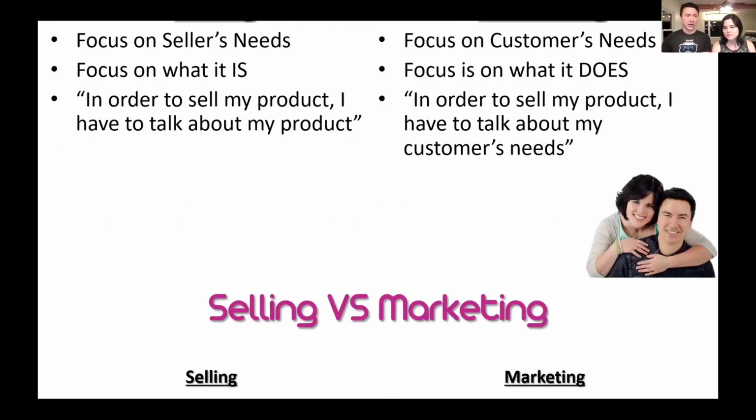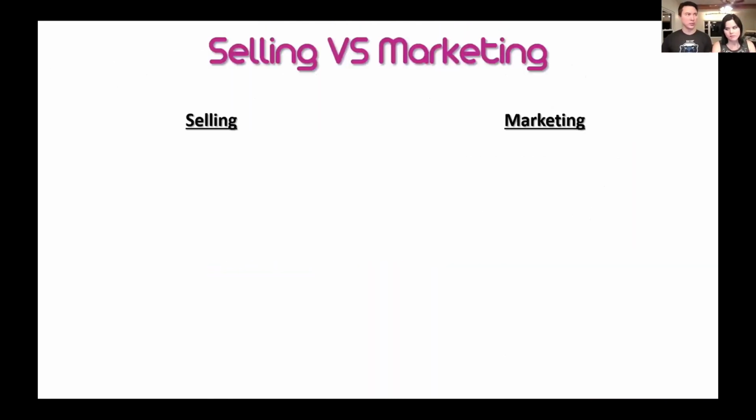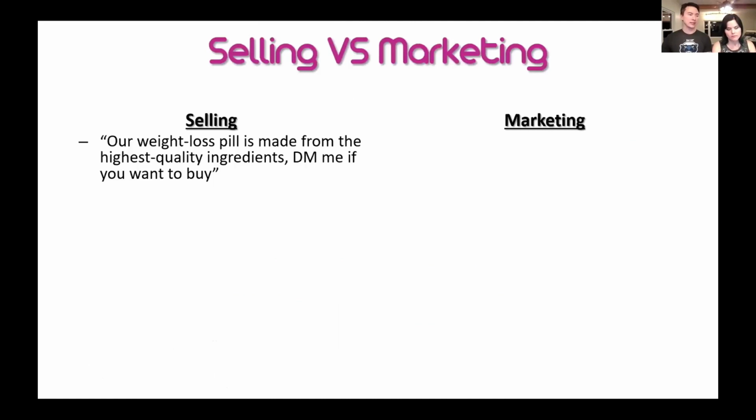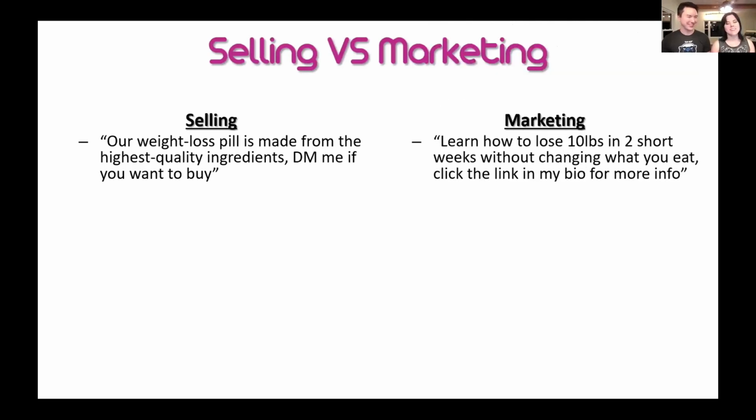So here are some practical examples of how you can tell when someone is selling versus when they're marketing. Selling: our weight loss pill is made from the highest quality ingredients. DM me if you want to buy. That is classic, just a post that is selling you on something. And I would probably get very little engagement or any results. You might get some sympathy likes from your aunt Becky. Compare that to marketing: learn how to lose 10 pounds in 2 short weeks without changing what you eat. Click the link in my bio for more info. You guys see the difference there? With selling, we're talking about the product, versus marketing, we're talking about what the customer wants to accomplish.